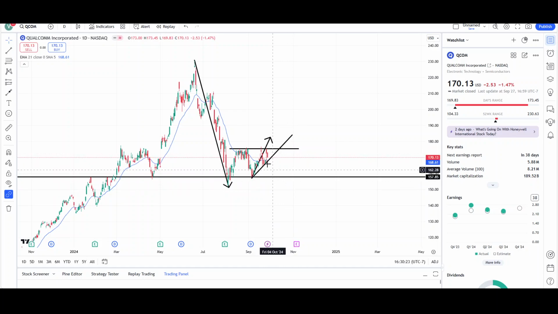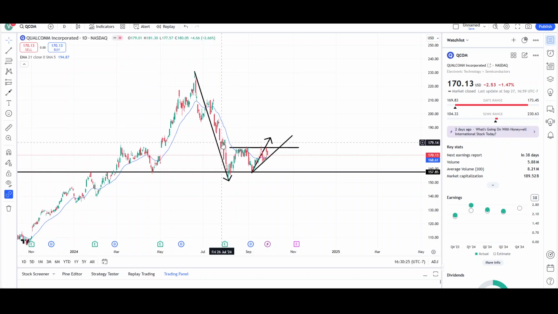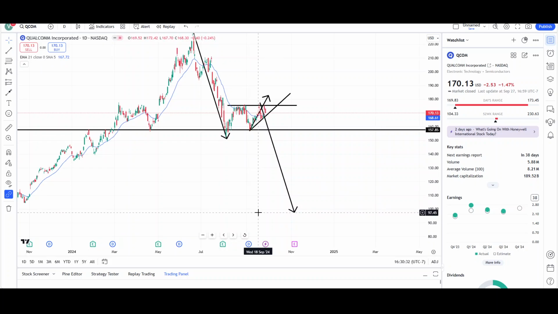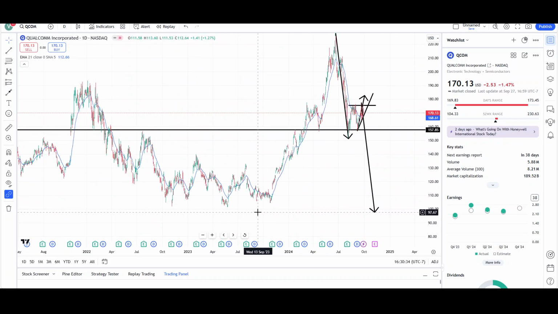So, for the bears, what they're trying to do is make a similar size drop as they once did. So, if we go and clone this, and let's just say this is the top of the correction, then the second leg down would be targeting the $97 level.